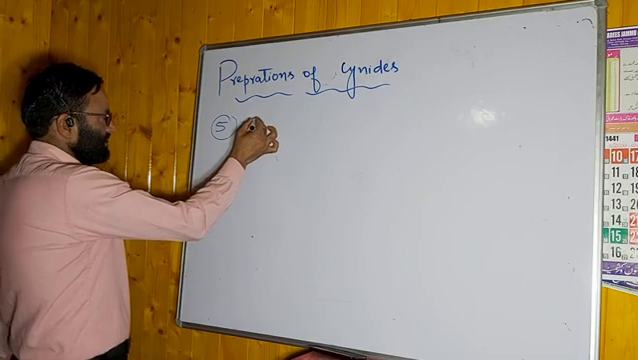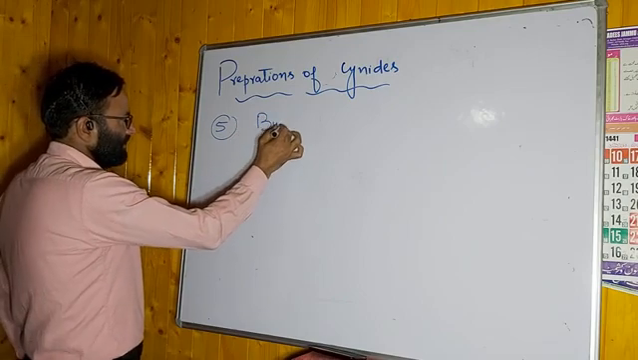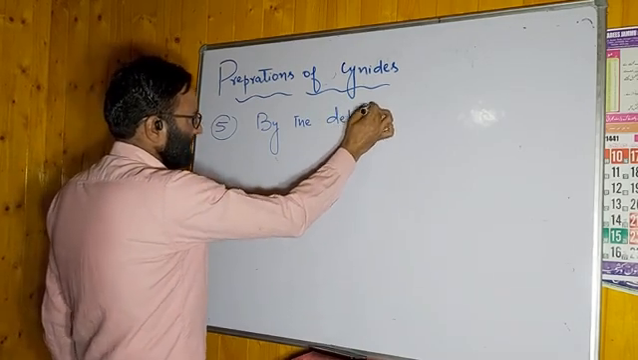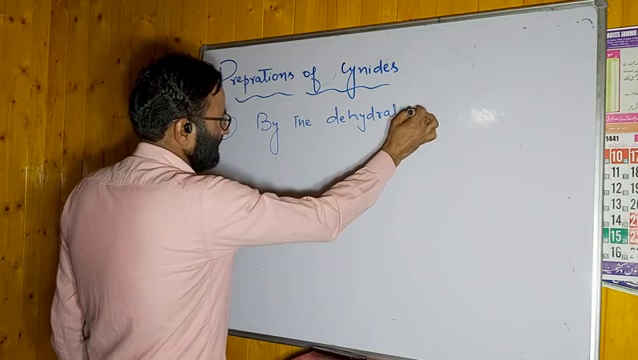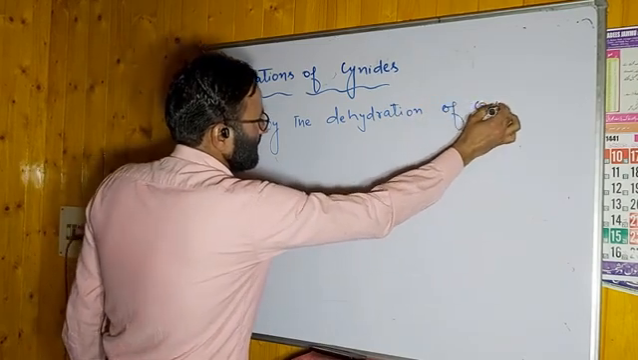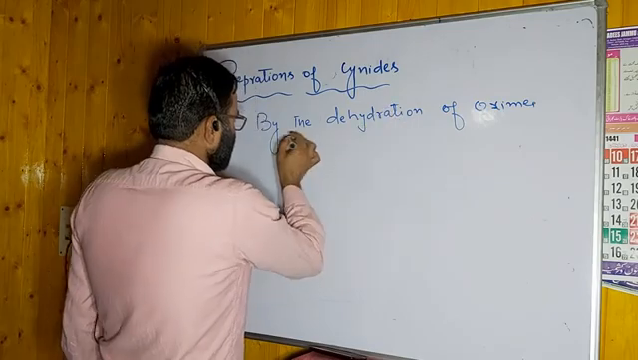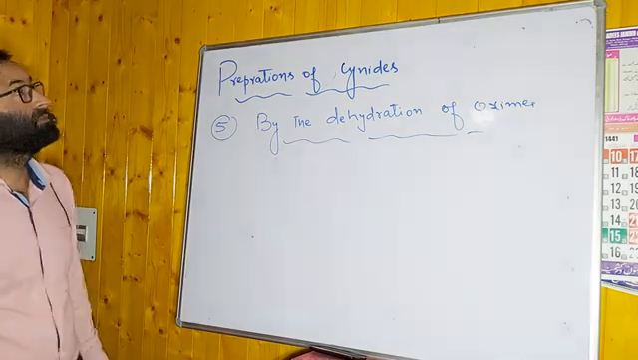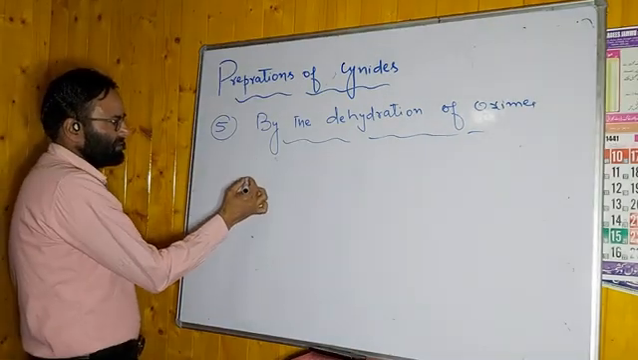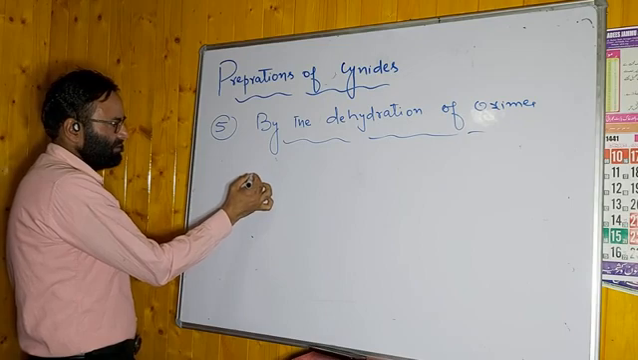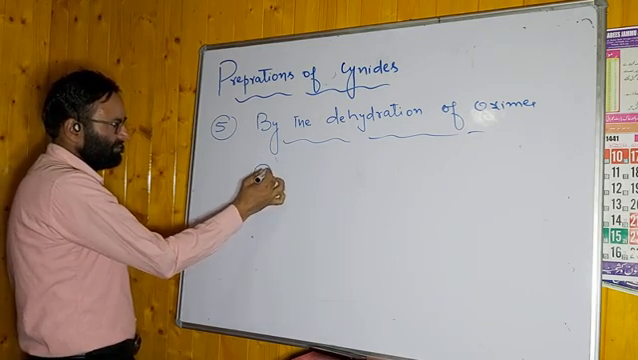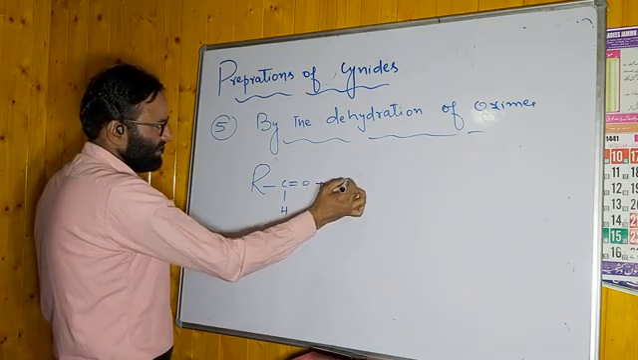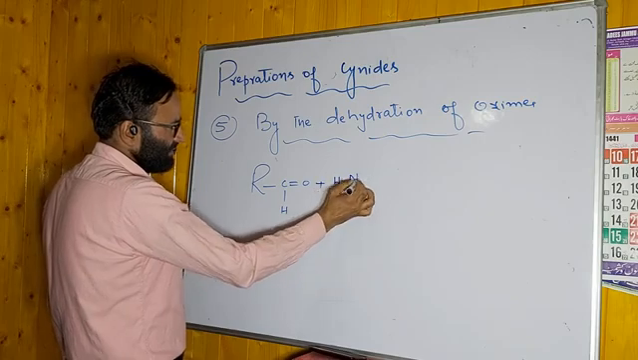The 5th method is by the dehydration of oximes. This is an important method for the preparation of cyanides. Dear students, I have already mentioned how we can get the oxime. Let us say we have an aldehyde. We have to treat it with hydroxylamine.